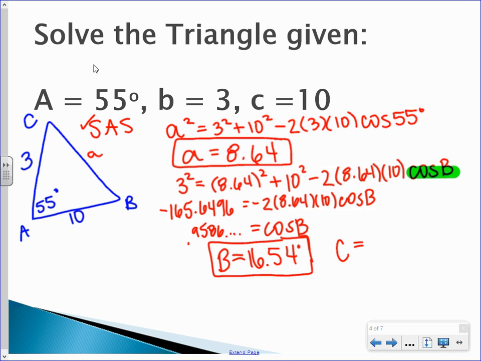Okay, does anyone have angle C for me? 108?